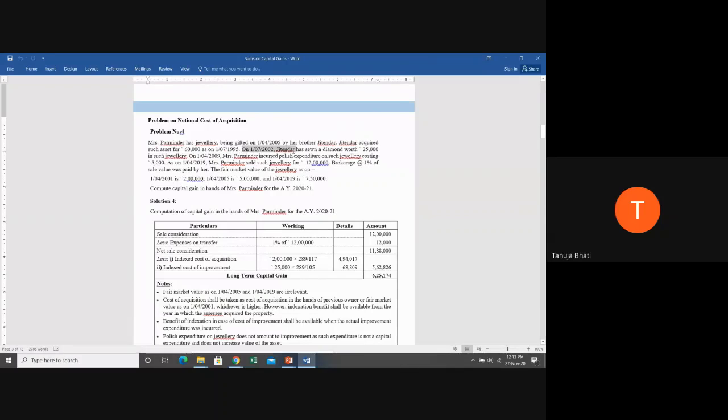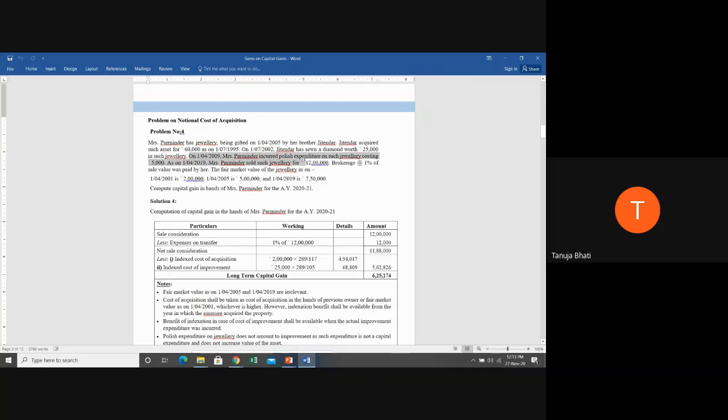Okay. Next, on 1/7/2002, Jitendra has fixed a diamond costing 25,000 in such jewelry. Now tell me, what is this? Which term is this? If he is fixing a diamond in that particular jewelry, what type of expenditure is this? Cost of improvement. Very good. Cost of improvement to which owner? To the previous owner, because Jitendra is the previous owner.